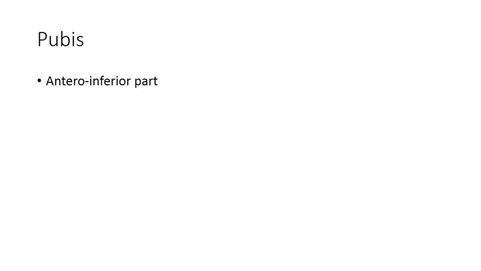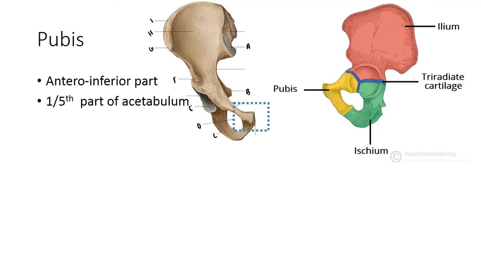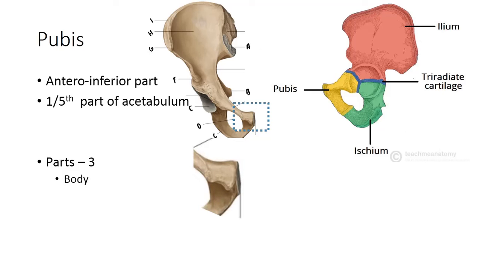Pubis is the antero-inferior part of hip bone. As shown in this figure, this is pubis and it forms the 1/5 part of acetabulum. So this yellow color shows the pubis bone and it forms 1/5 part of acetabulum. It is having three parts: body, so the large flat area is body, and two branches known as superior ramus. This is superior ramus and this is inferior ramus.